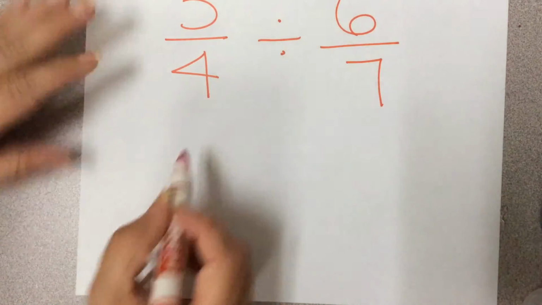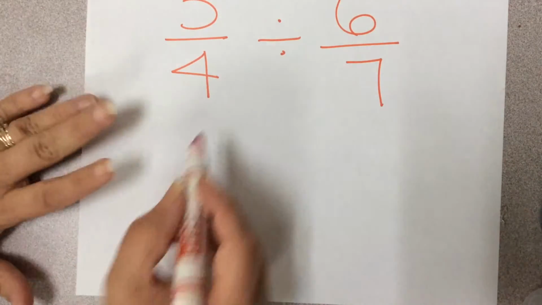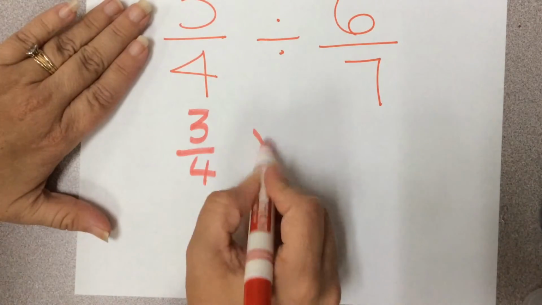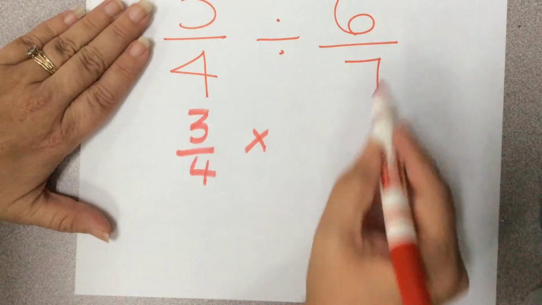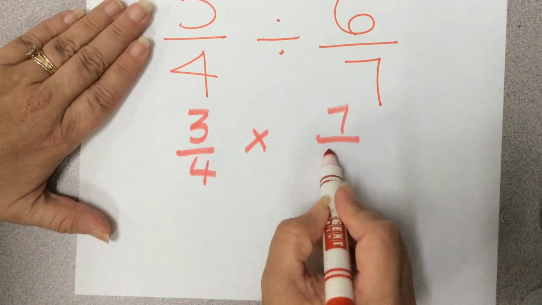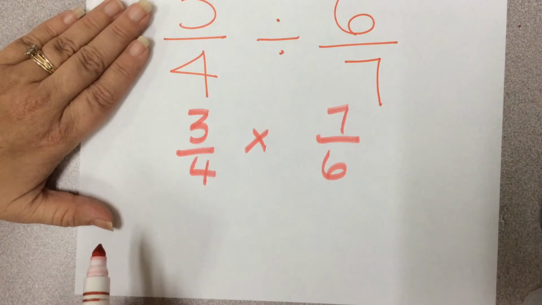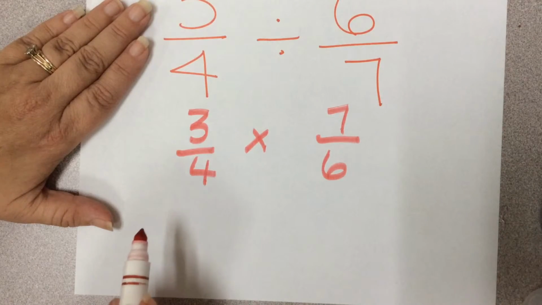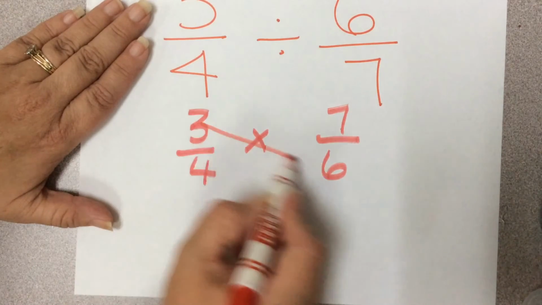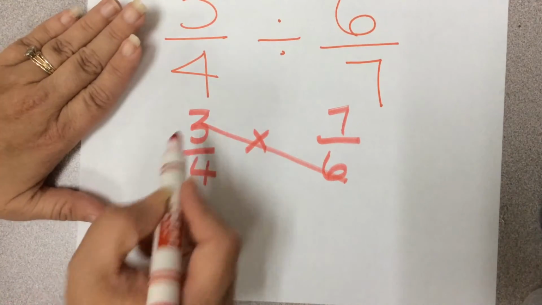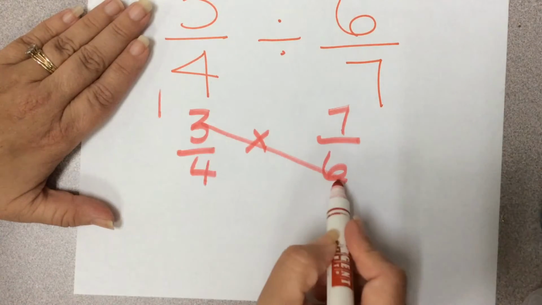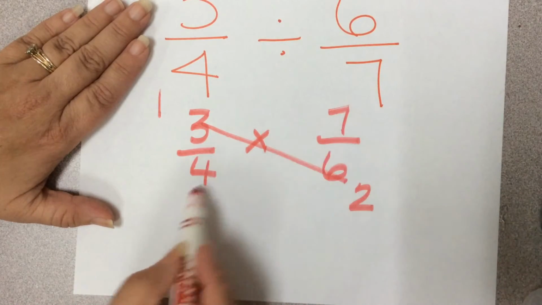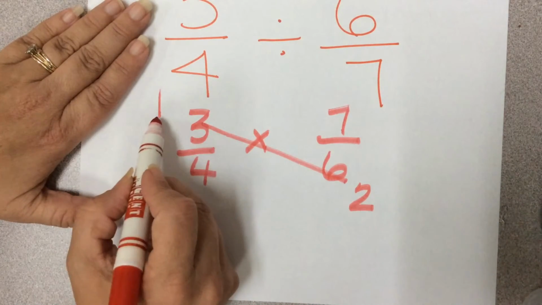Let's see what we're going to get this time. This fraction stays the same, 3/4. I'm going to change division to multiplication, and then I'm going to flip that second fraction to its reciprocal, so 7/6. All right, I'm going to check to cross simplify because that always makes our number smaller and easier to deal with. So I see that these two can be divided by 3. 3 goes into 3 one time. 6 divided by 3 is 2. I'm going to check this way. I can't do anything, so now I'm going to multiply across.